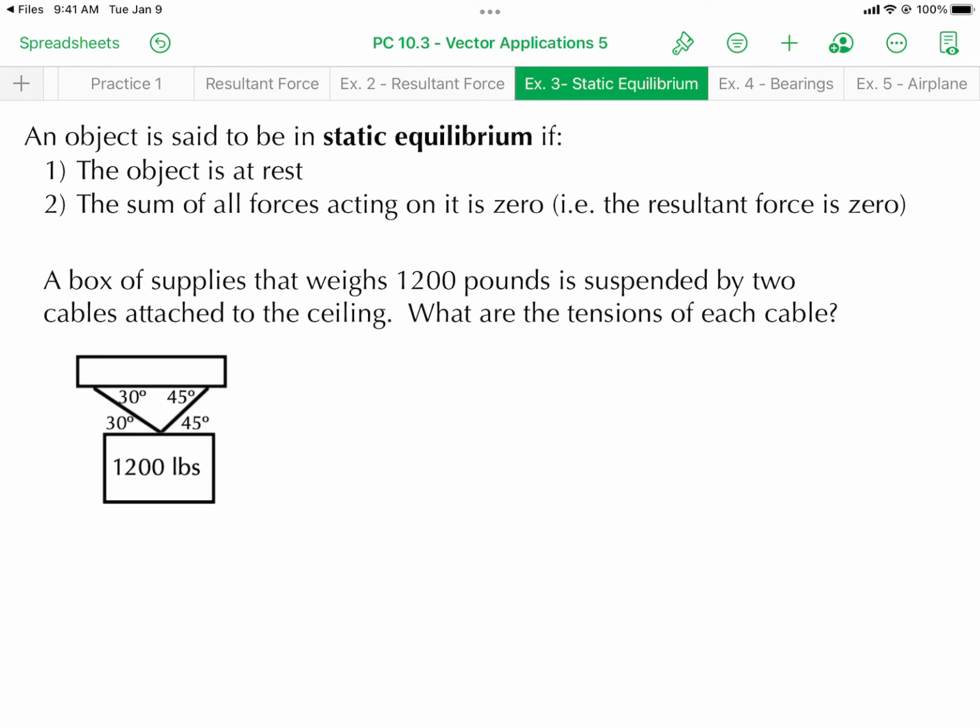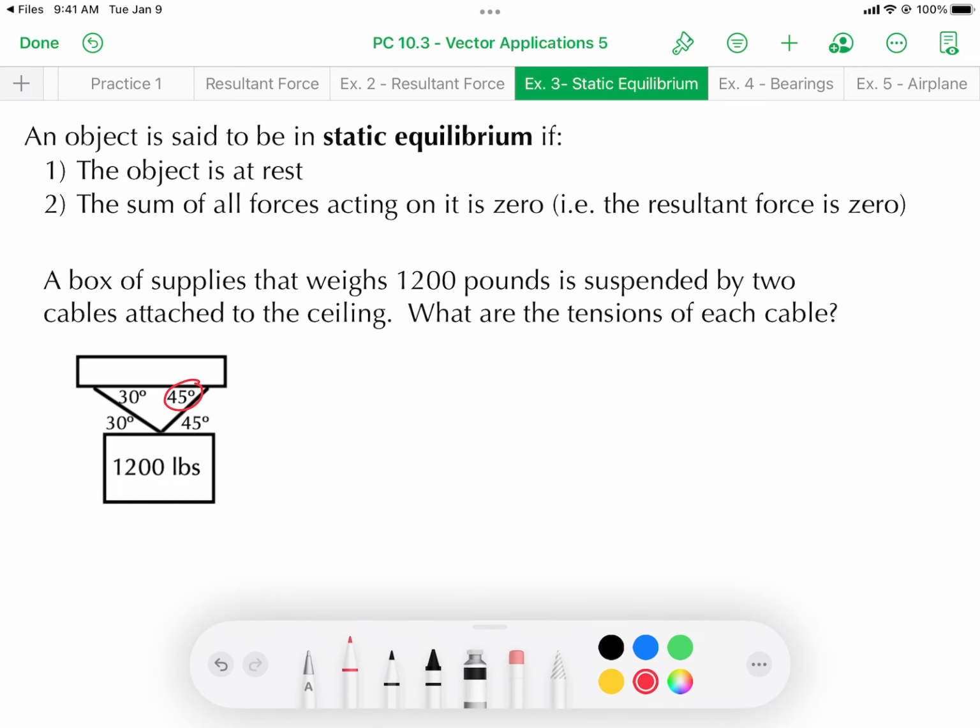What that does is it creates alternate interior angles. So if this is 45 degrees, then that other angle below is an alternate interior angle to it, so it has to be 45 degrees as well. So just a little bit of geometry is being utilized here, okay? Now, there are three forces acting on this box. We're going to transfer this into a coordinate system.